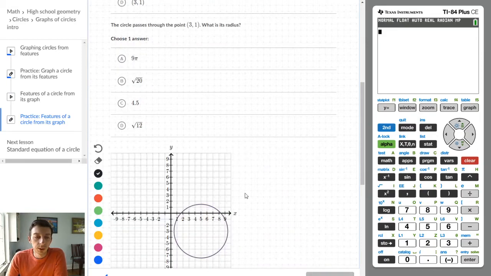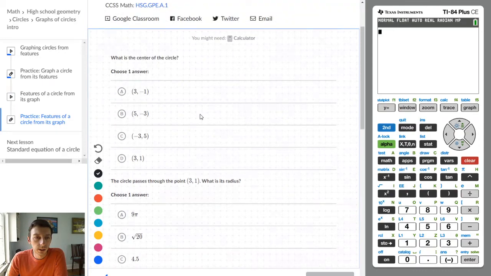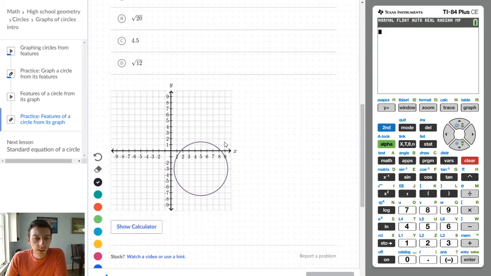So each one of these questions, they just give you similar things here. So again, it's asking us what is the center of the circle. On this one, the center of our circle looks like we go over to about 5. And it looks like my center is right here. So over at 5 and down at -3.